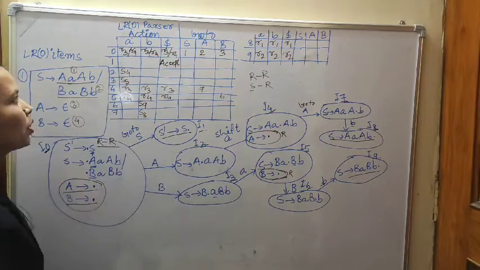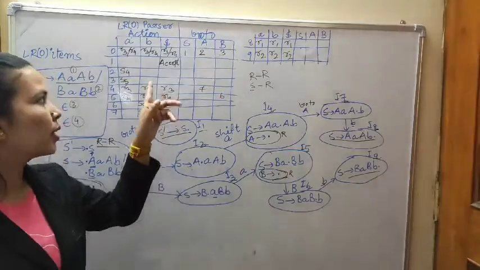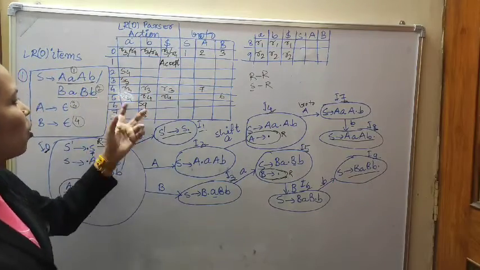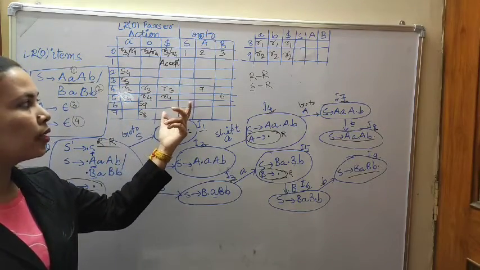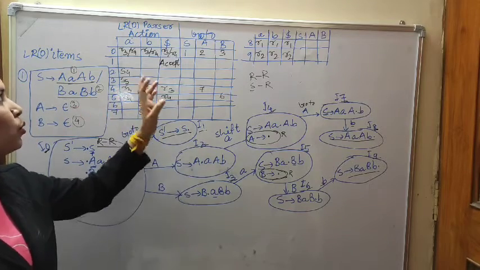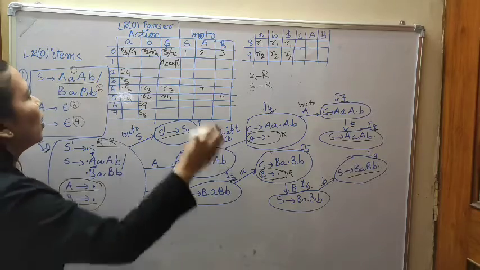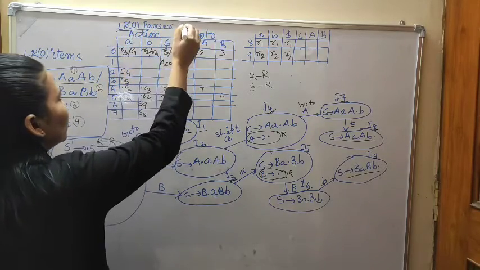Okay. In the LR0 parser table, remember that only a single entry will be accepted. In any parser table, not only for the LR parser table. This is an LR0 parser table.